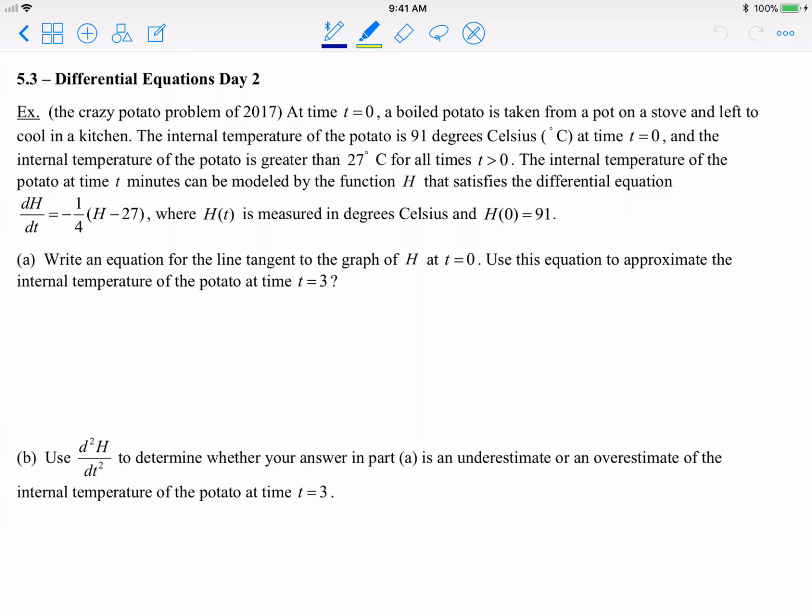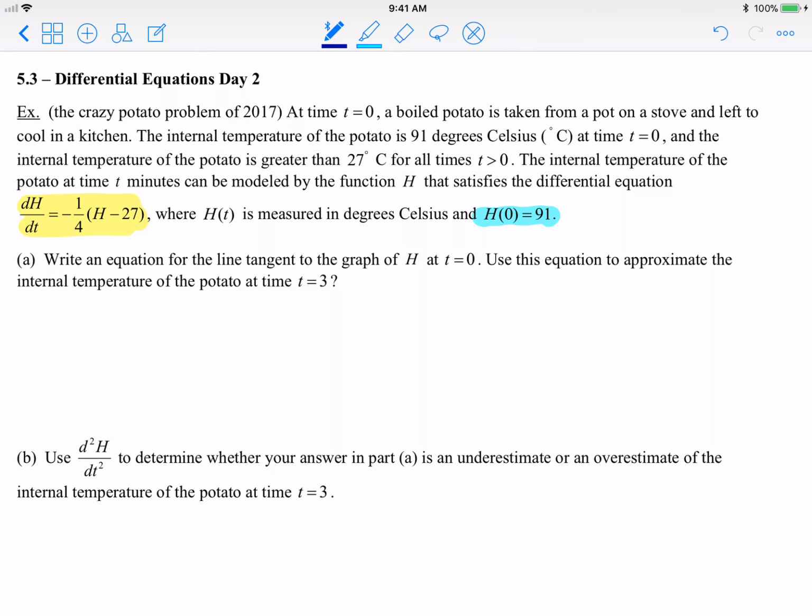So I'll let you read that paragraph to yourself, but I'm going to highlight a couple of important parts. So the first one is this differential equation that basically this function h models the internal temperature of the potato, and so that the function h of t satisfies this differential equation. And then we're also given this initial condition, h of 0 is equal to 91.